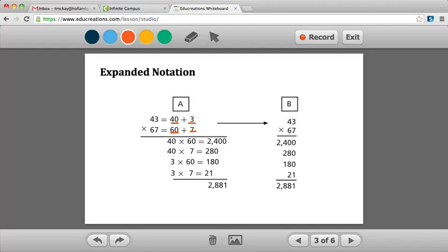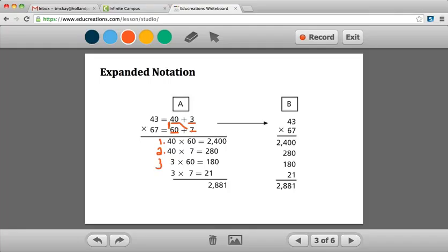So here you can see for the first one, I'm going to number these. I'm going to call this one number 1. They took 40 times 60, so they took these 2. So 4 times 6 is 24 with 2 zeros is 2,400. Second, they took 40 and then they multiplied here, 40 times 7, so 4 times 7 is 28. With 1 zero is 280.